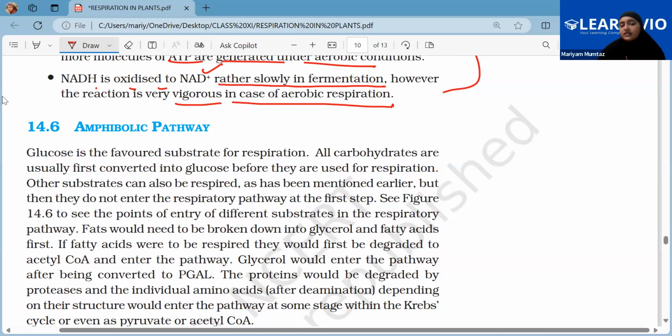Now, glucose is the favored substrate for respiration. All carbohydrates are usually first converted into glucose before they are used for respiration. Other substrates can also be respired, as has been mentioned earlier, but they do not enter the respiratory pathway at the first step. See, no matter what the molecule is, whether it is fat or anything other than glucose, it has to be converted into glucose, and only then can it enter the whole respiration.